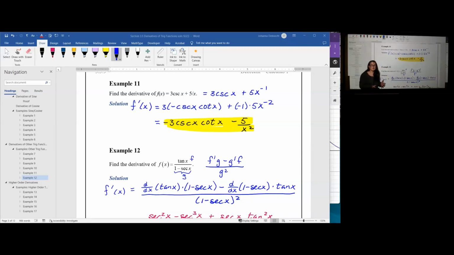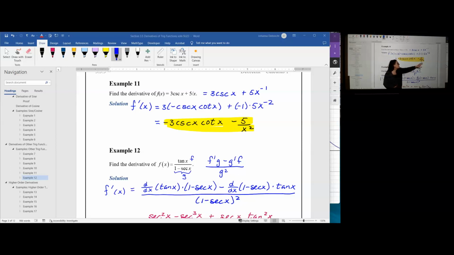Example 11 is relatively straightforward when you recognize that you can rewrite the quotient of 5 and x as 5x to the negative 1 power. The derivative of cosecant is a negative cosecant cotangent, which gives you negative 3 cosecant cotangent for the first term. When you apply the power rule, the negative 1 comes to the front and you reduce the power by 1 to negative 2. That gives us negative 5 in the numerator, and the x to the negative 2 can be rewritten as x squared in the denominator.